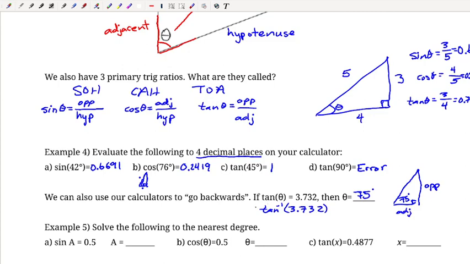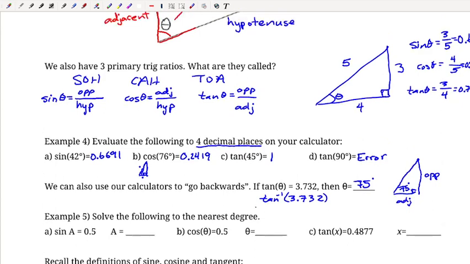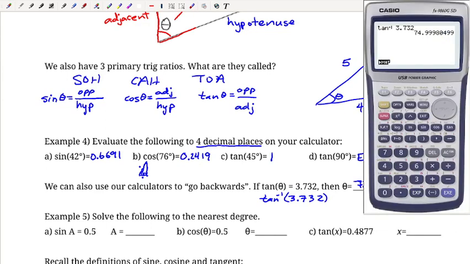Okay, so example number 5, we want to solve the following again to the nearest degree. So sine of an angle, some angle is 0.5, it's a half. And I want to know what that angle was that produced a sine of 0.5. So in this case, I'm going to use inverse sine of 0.5, saying go backwards, take the inverse sine, so shift inverse sine, 0.5, and that tells me, oh, my angle A is 30 degrees.